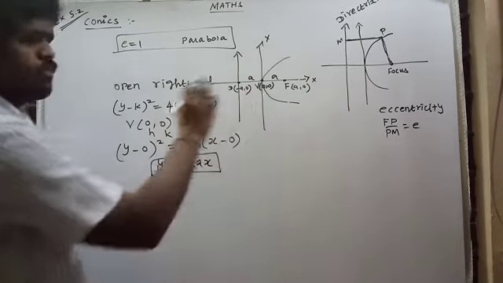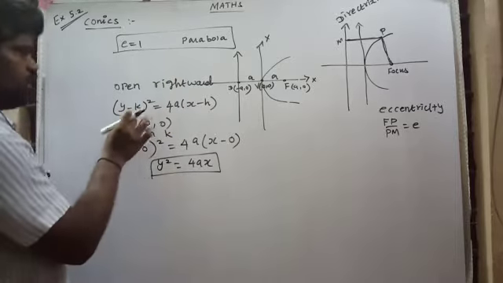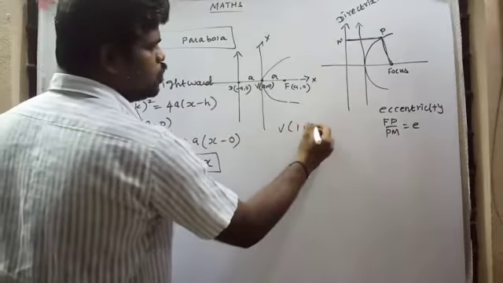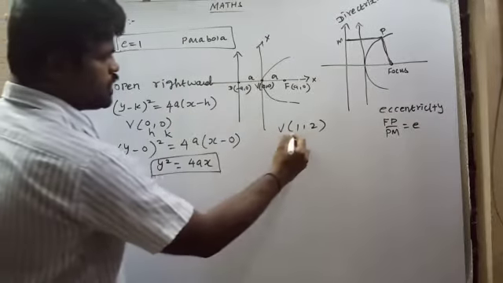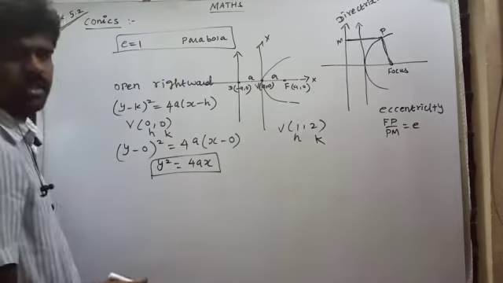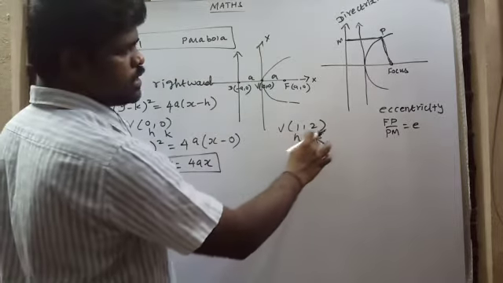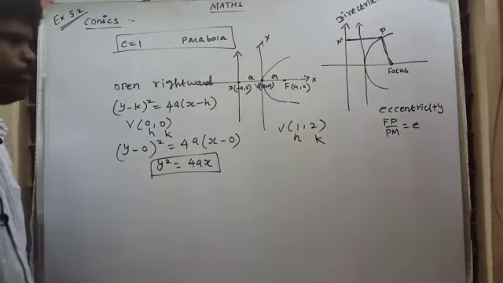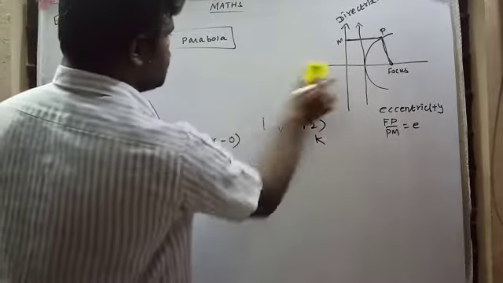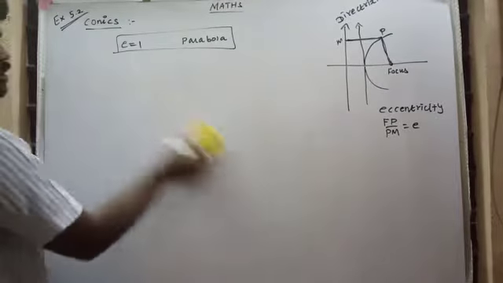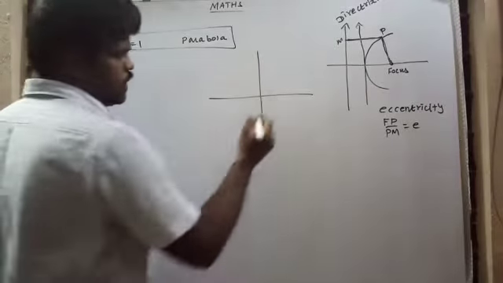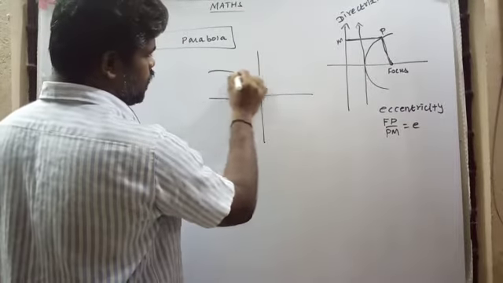Suppose the vertex is shifted from the origin. This is the general form of the parabola. Suppose the vertex is (1, 2). We have to use this as (h, k). Let us take the x coordinate as h and the y coordinate as k, right? And we have another three formulas.